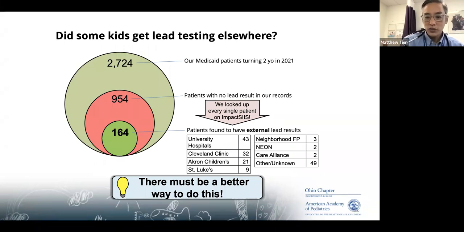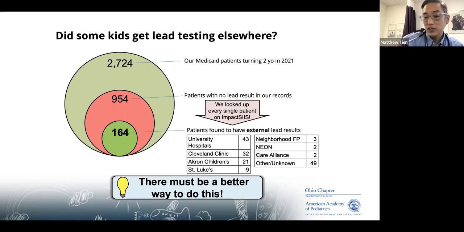All right. We also talked about some of our kids when we're trying to improve our metric numbers. Some of our kids must be getting lead testing elsewhere. We just know from experience that our patients bounce around. This graphic shows what percentage of our patients we figured out really did have lead testing elsewhere. If we looked at all our Medicaid patients in our wellness registry that were turning 2 years old in 2021, we have a bucket of 2,724 patients. When we winnow that down to our patients with no lead results in our EHR, that's down to 954 patients.